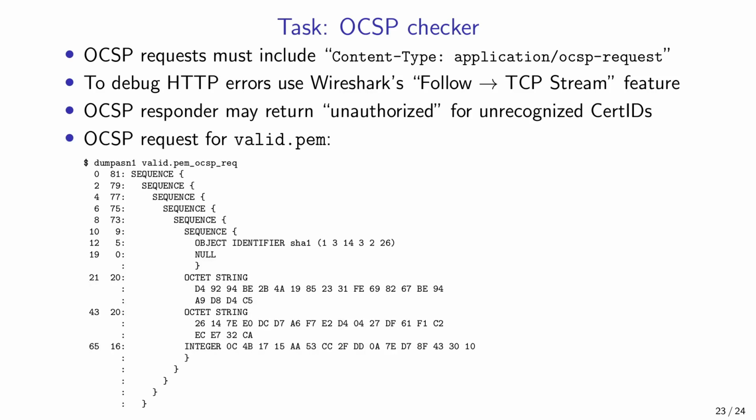This is how an OCSP request for valid.pem should look. If you get something different here, your structure is incorrect.